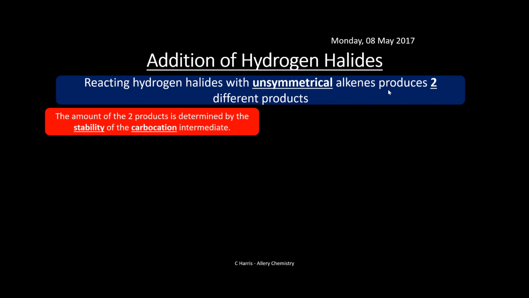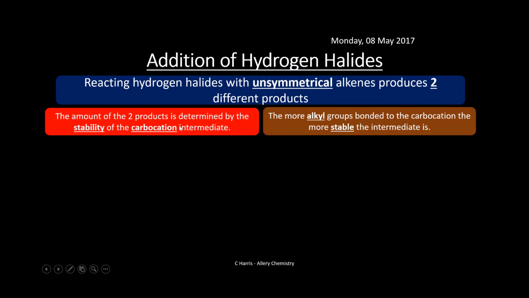Okay, so the amount of the two products is determined by the stability of the carbocation intermediate. Remember we talked about that just before. That was that middle part there. So the more alkyl groups that are bonded to the carbocation, the more stable the intermediate is. Think about the middle stage of the full reaction, and think about, is it stable? Which one is more stable? Which one would form the most stable intermediate?